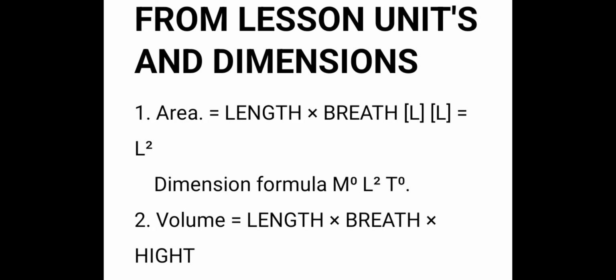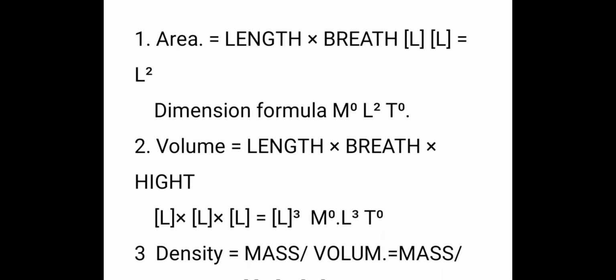For example, what is the dimensional formula of area? Area is length into breadth, L into L, which means L squared. So how do we write the dimensional formula? Mass is not considered, so M naught. L into L is L squared. Time is not considered there, so T naught. So the dimensional formula of area is M naught L squared T naught.